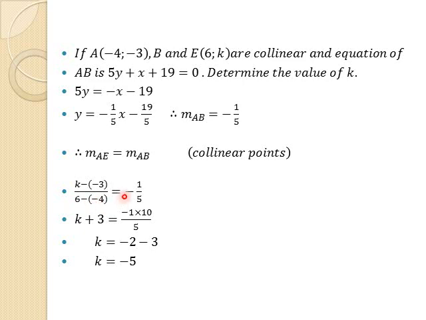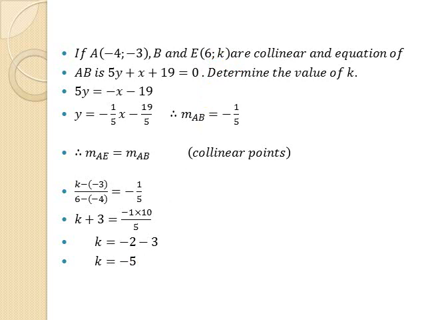Multiply the denominator away and I have minus 1 times 10 over 5. So minus 10 divided by 5 would give me negative 2. Take plus 3 over, it becomes minus 3. Therefore k equals minus 2 minus 3, which is minus 5. And we have solved the unknown k given collinear points.